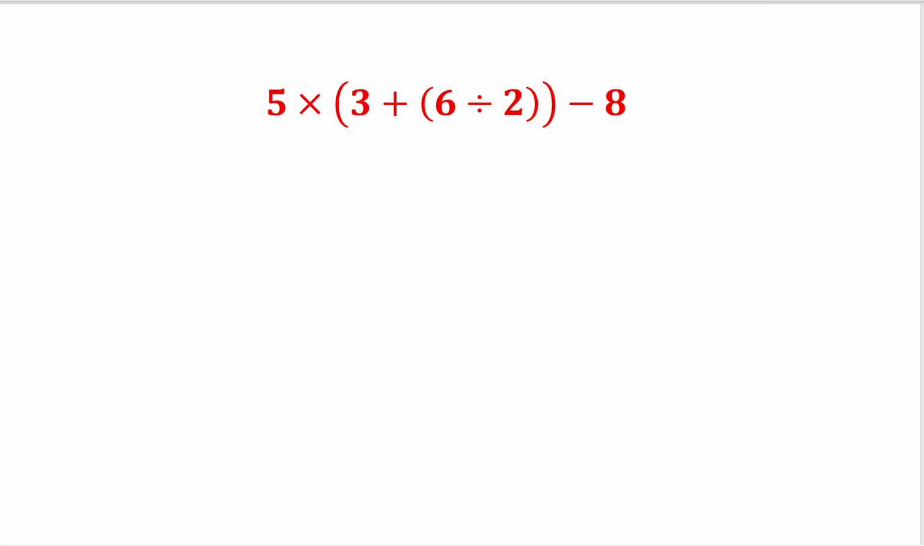So first we solve the inner bracket. First we follow the BODMAS rule. BODMAS rule: B means bracket, then orders, division, multiplication, addition and subtraction.